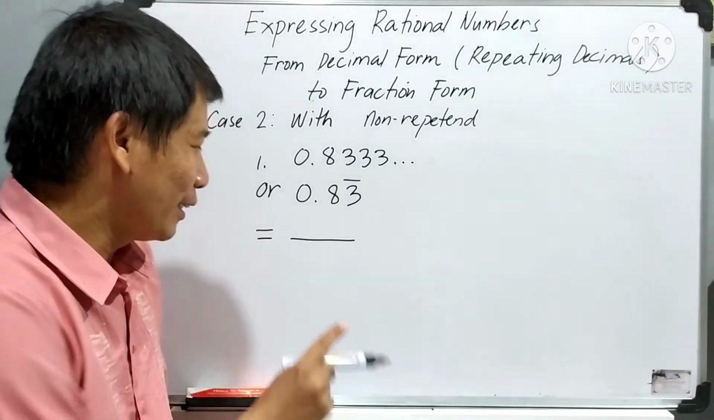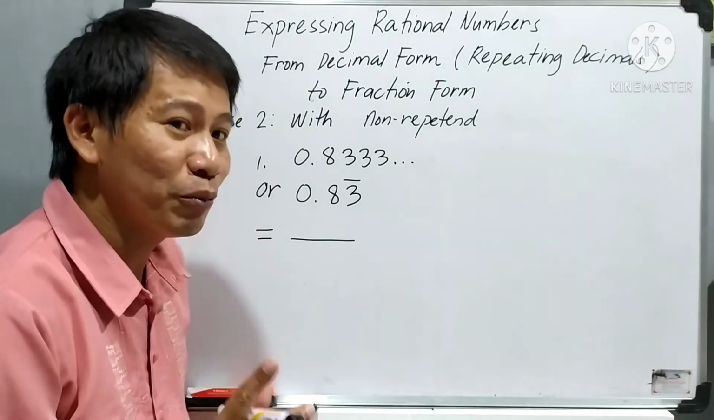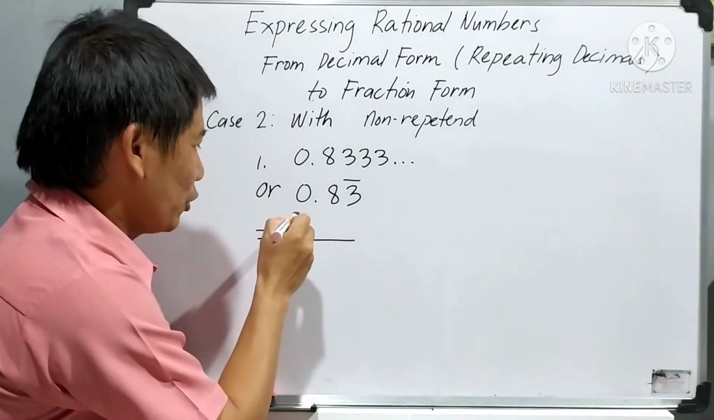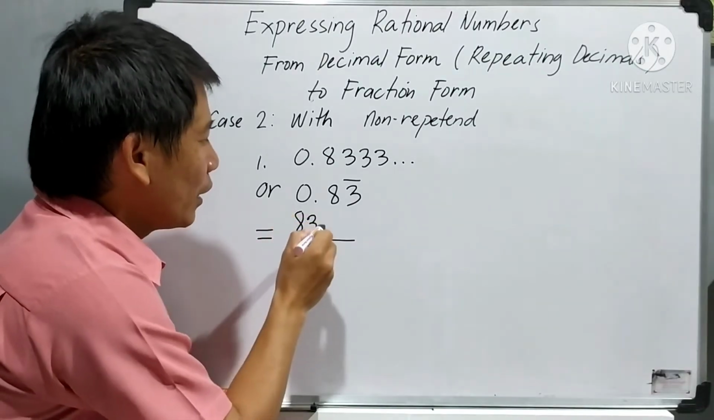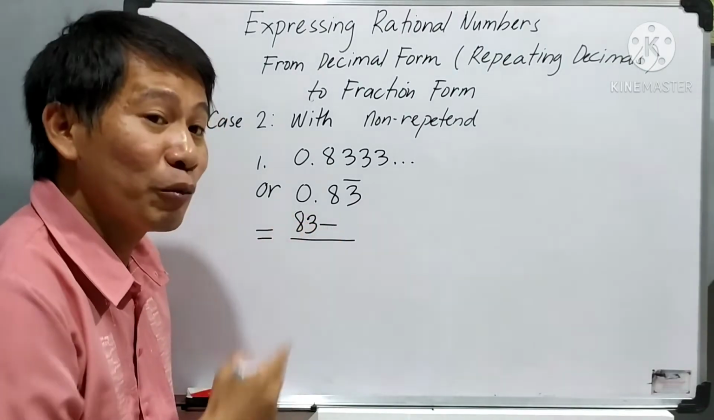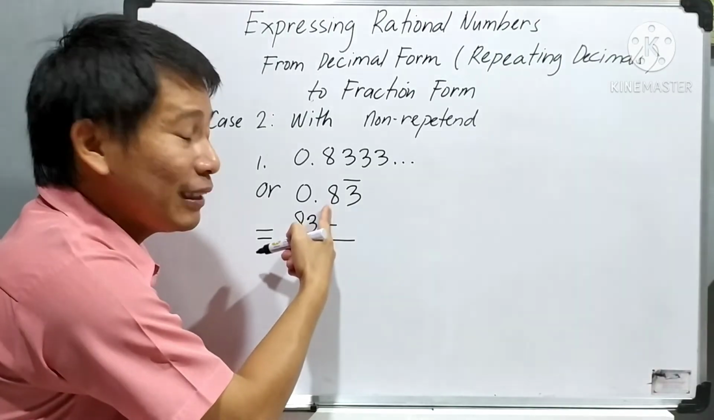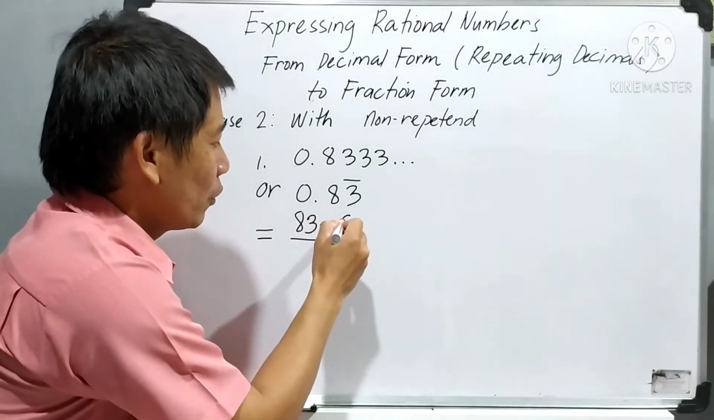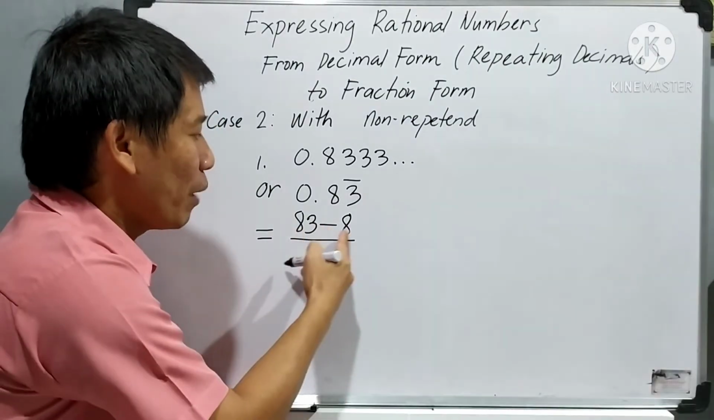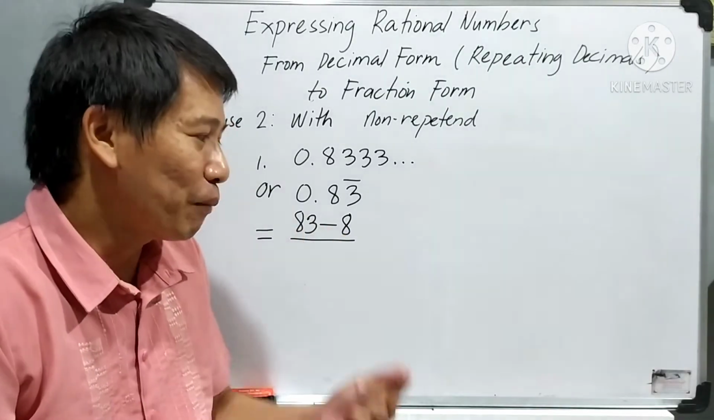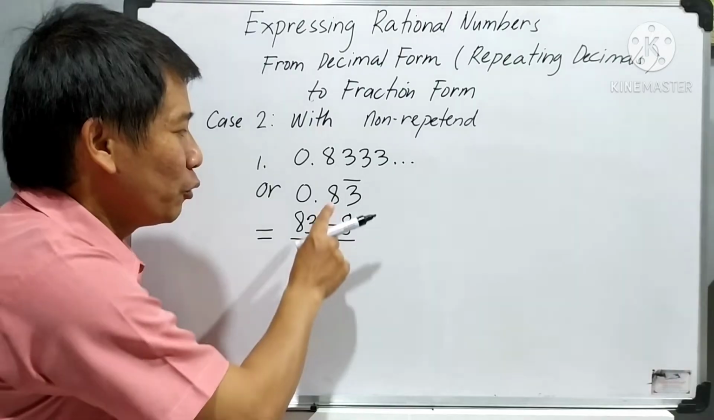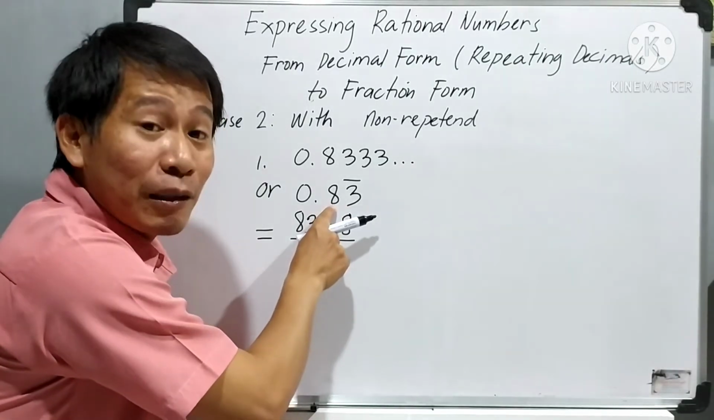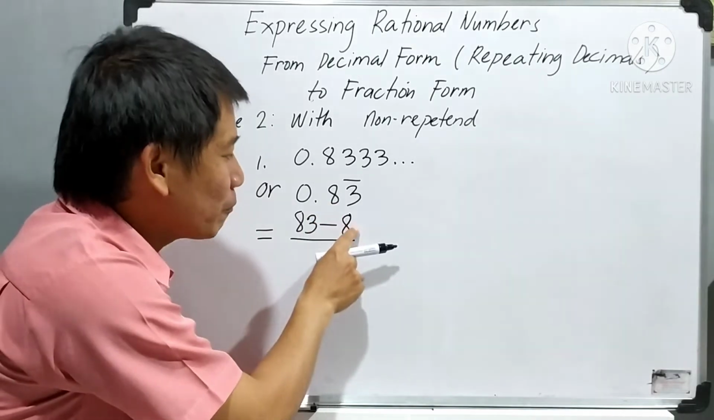Okay, first, sa numerator tayo. Ang pinaka-numerator nyo, yung buong number, 83. So, 83 isusubtract yan, so minus yung hindi nagre-repeat, the non-repeated digit. So, 8. So, 83 minus 8. Ulitin natin. Paano makukuha yung numerator? Yung buong number, 83, minus non-repeated, yung hindi nagre-repeat, 8.